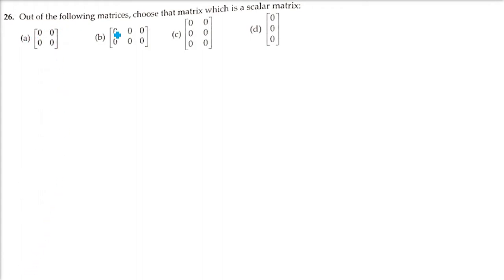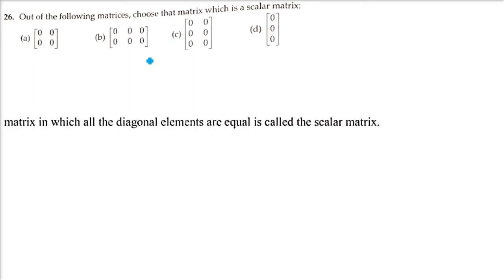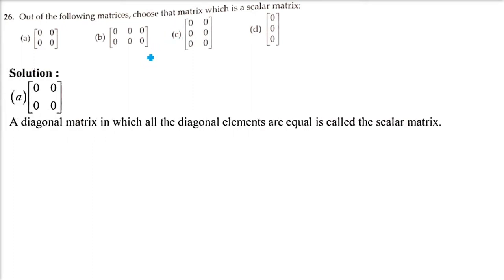Out of the following matrices, choose the matrix which is a scalar matrix. Now, a scalar matrix has to be a square matrix. It cannot be m by n, it has to be n by n. Now, these three are not it because they are not square matrices. But the first one, A, is a square matrix, and a diagonal matrix in which all the diagonal elements are equal is called a scalar matrix. So here, 0 0, if you take the diagonal of the first one, they are equal.